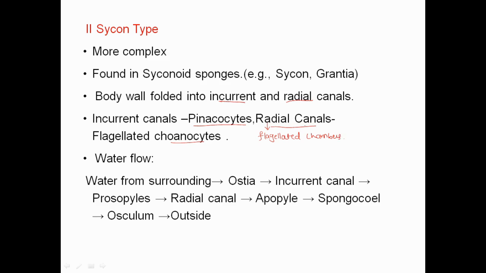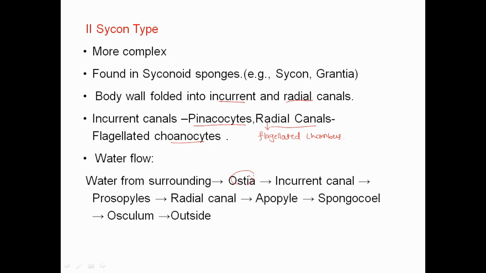Is it clear? Radial canals are also called the flagellated chambers because they are lined by the flagellated choanocytes or flagellated collar cells. Now we'll see the water movement in the Sycon type. The water from the surrounding enters the sponge body through the minute pores, which are the ostia.